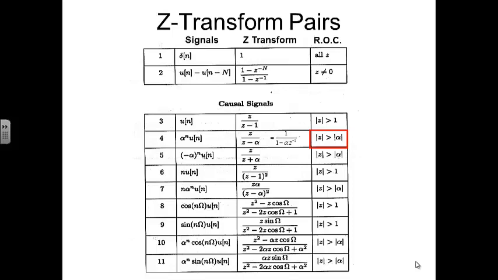Next time what we'll do is pick up and talk about properties and transform tables and how to start using them. We'll do that on Friday.